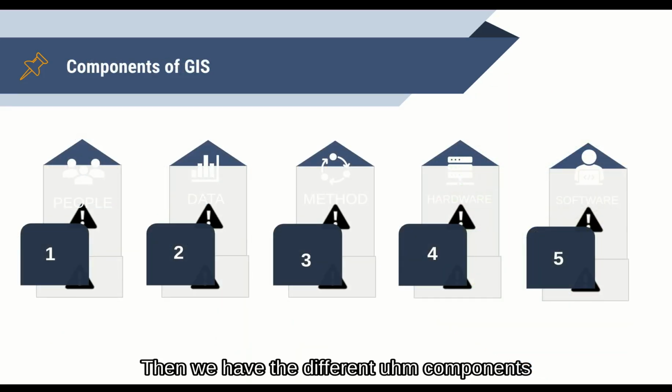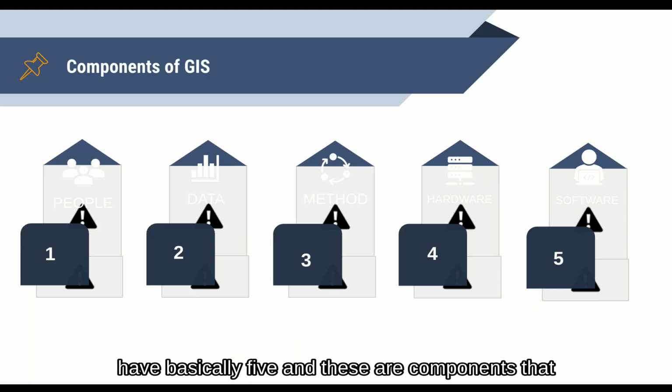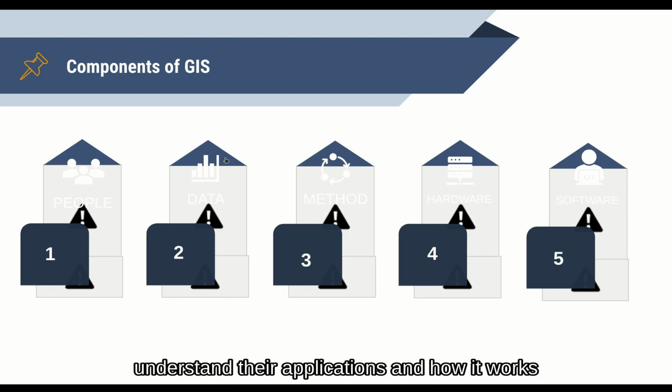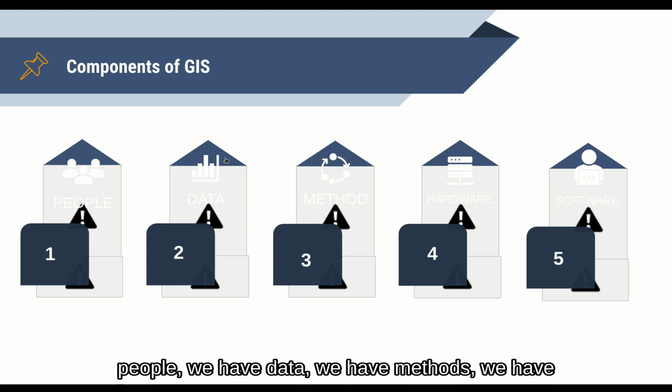Then we have the different components of GIS, and we have basically 5. These are components that are wired together to work in harmony, and these components utilize the basic principles that we need to understand the ecosystem, to understand the GIS itself, to understand the applications and how it works in the different contexts. So we have people, we have data, we have methods, we have hardware, we have software. These are the 5 components.